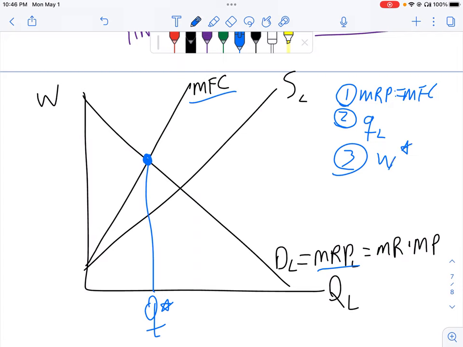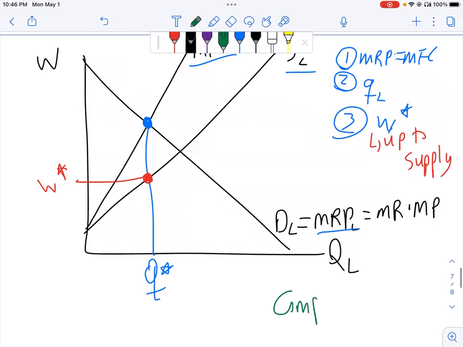Now, how do we find price in the monopoly graph? We went up to demand. But a monopsony is going to be a flip of that. So instead of going up to the demand curve, we are now going to be going up to the supply curve. Up to supply. So that would happen right here. So this is the wage for the monopsony. So this is what a monopsony pays.